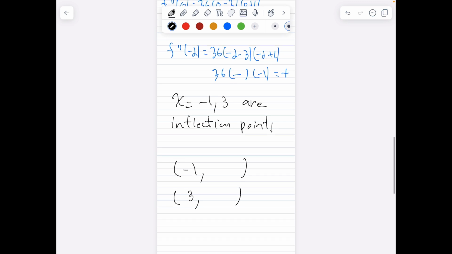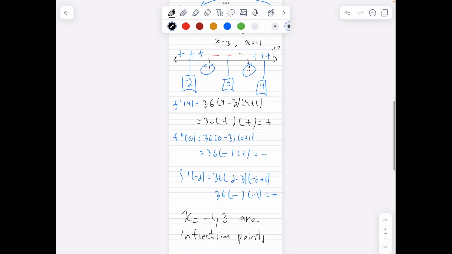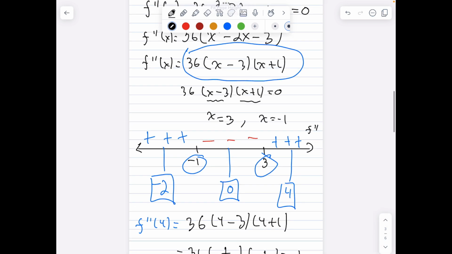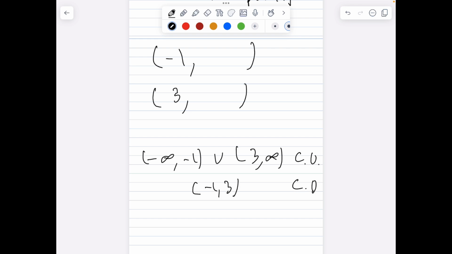And then the intervals where your function is concave up and down. So it is concave up all the way from -infinity to -1, and then union 3 to infinity, so that's where it's concave up. I'm just going to say CU. And then concave down, it's going to be from -1 to 3. Okay, so there we go.